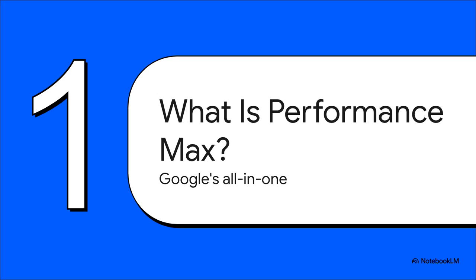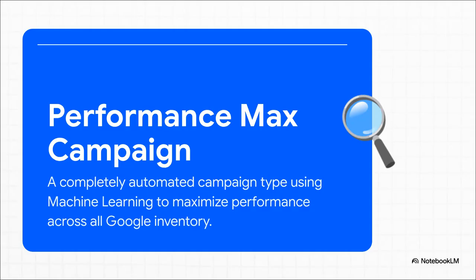What are we really talking about here? Let's get a nice, clear, simple definition for this powerful, all-in-one campaign. At its heart, Performance Max, or PMax as everyone calls it, is a totally automated campaign that uses machine learning to get you the best possible results. Your job is to supply the creative ingredients, your images, your logos, headlines, videos, and from there, Google's AI just takes the wheel, building and serving ads across its entire universe of ad space.